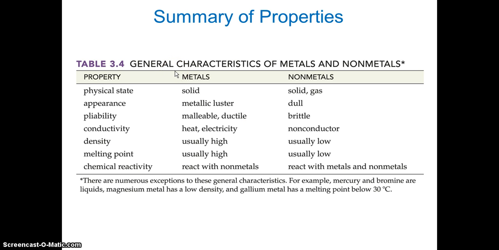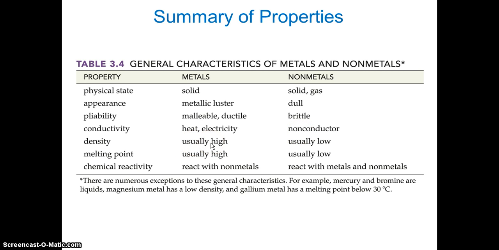Here is a summary of properties of metals and nonmetals. You can see physical state: most of the metals are solid except mercury. Nonmetals are in solid phase and gaseous state. Appearance: metals have a metallic luster; nonmetals are dull. Pliability: metals are malleable and ductile; nonmetals are brittle. In terms of conductivity, metals are good conductors of heat and electricity, and nonmetals are not.